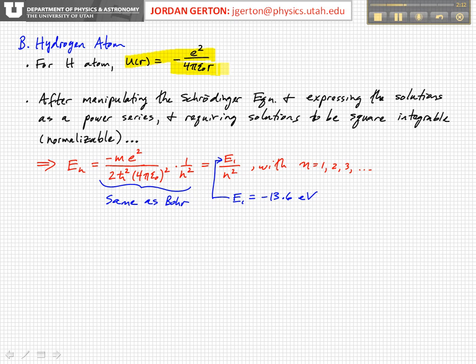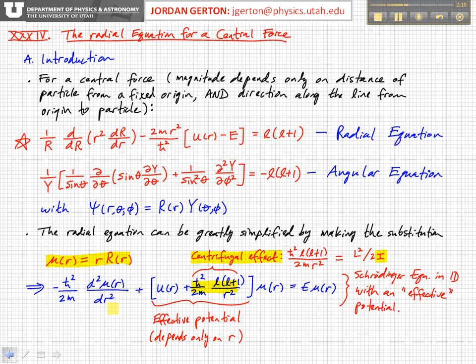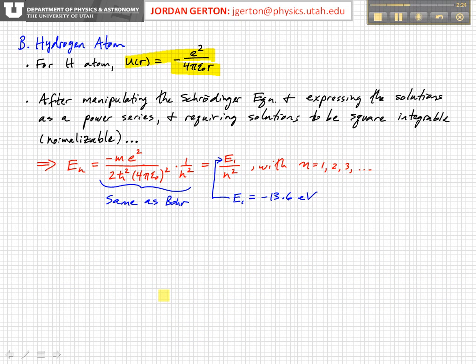So substituting that potential into the previous equation, and going through again a rigorous solution where we express the solutions as a power series, and we require the solutions to be normalizable, that is square integrable, then we can eventually arrive at the energy eigenvalues.